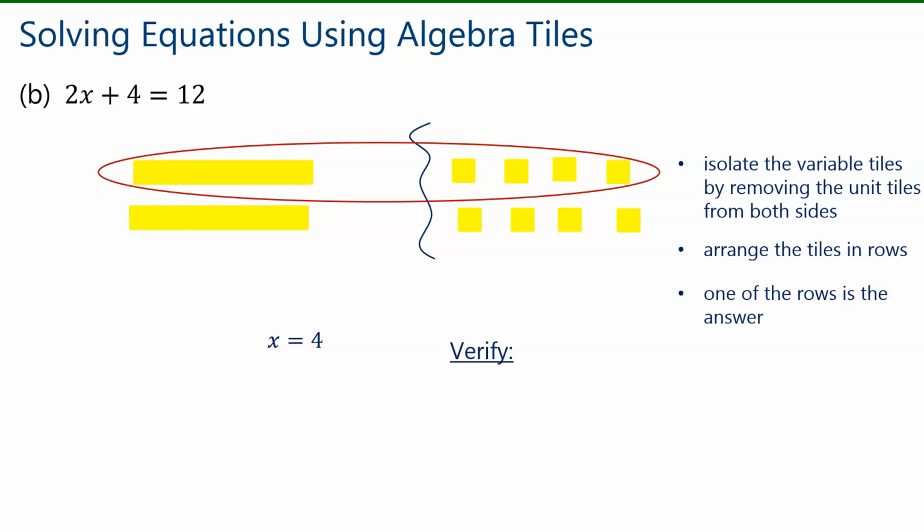Now to verify that, let's replace x with 4 in our equation. 2 times 4 is 8, plus 4 is 12. Now since that matches the equation, we are correct.